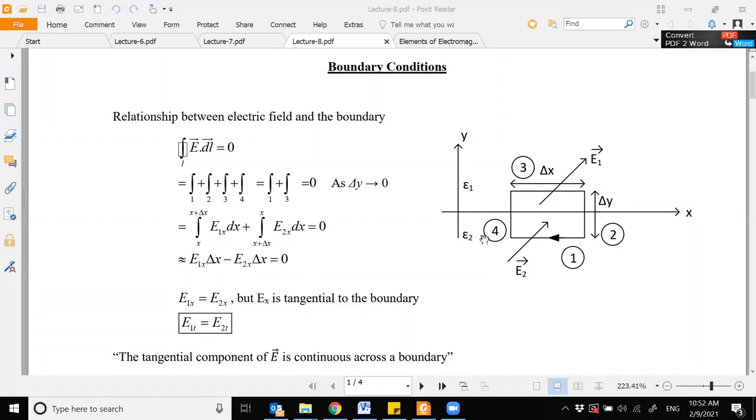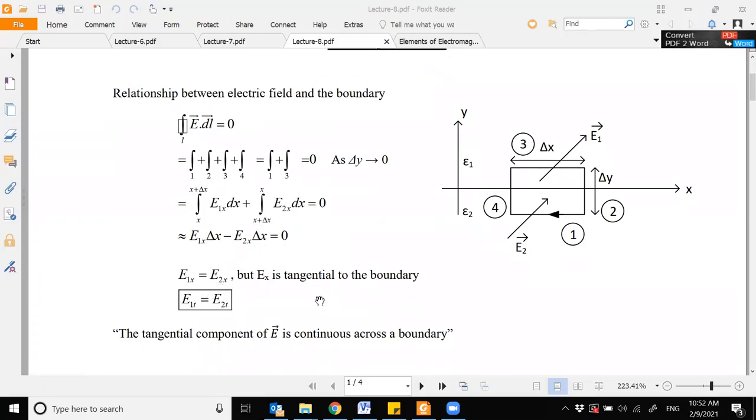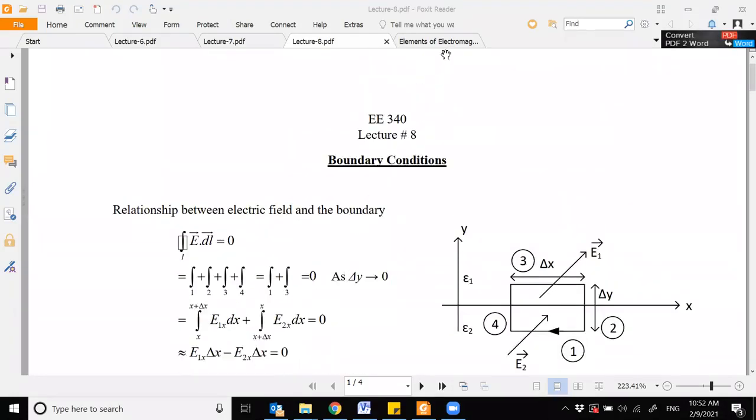Since our delta x is also very, very small, if you do the integration, I will get E1x delta x minus E2x delta x. Therefore integration is mere multiplication. And if you bring one term to the right-hand side, you will get E1x equals E2x. Okay, so we will stop here. And then in the next class, we will continue with the boundary conditions.